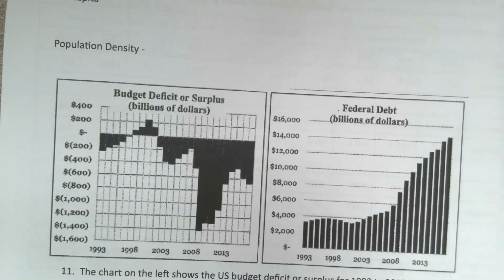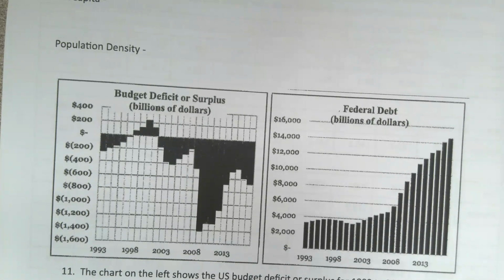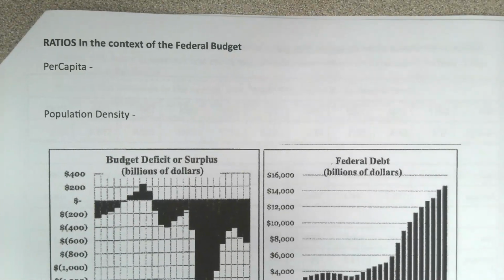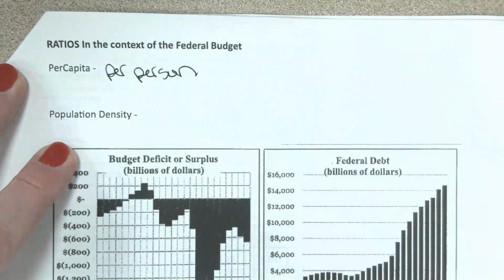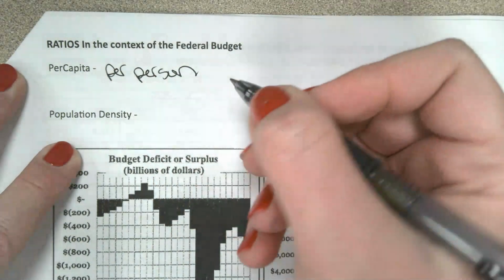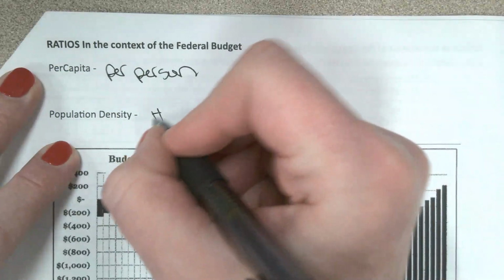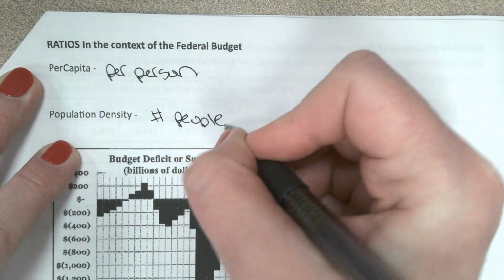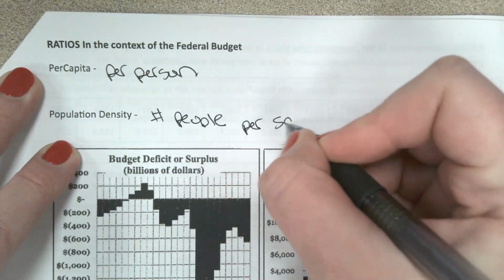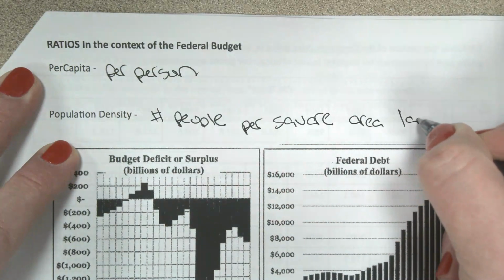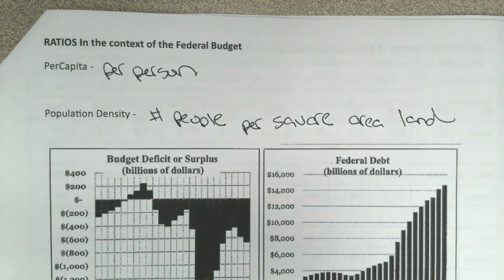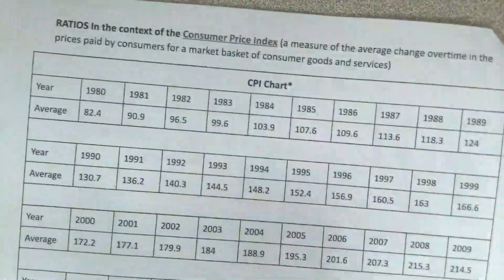We have per capita, we have national debt, and I think I'm going to do that live and in person. But per capita basically means per person. The population density is the number of people per square area of land. We're going to skip that for now, and we're going to continue to the back.